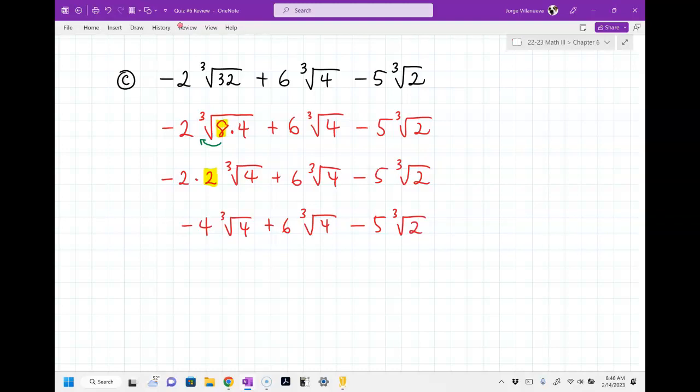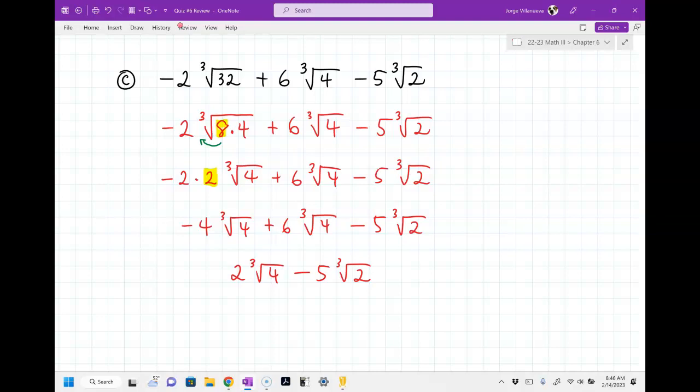Now I can combine the first two terms, right? The negative 4 cubed root of 4 plus 6 cubed root of 4. That's going to give me a 2 cubed root of 4 minus 5 cubed root of 2. And like I said before, once we're done simplifying as much as possible, if that's all we got and we can't combine them, then that's fine.